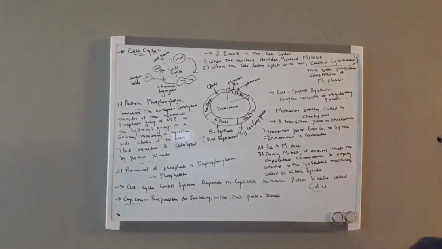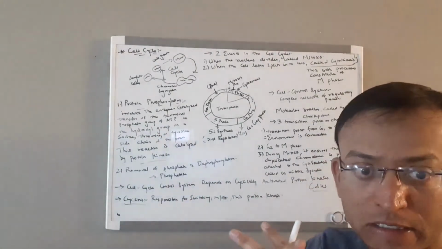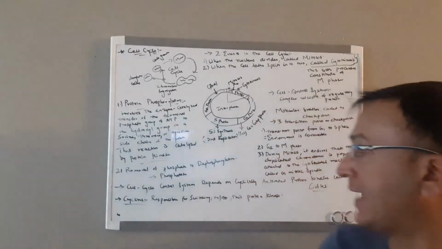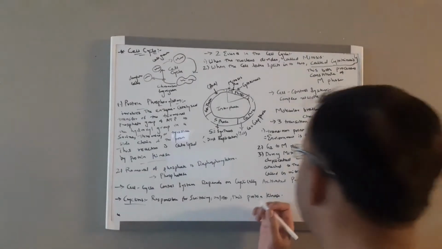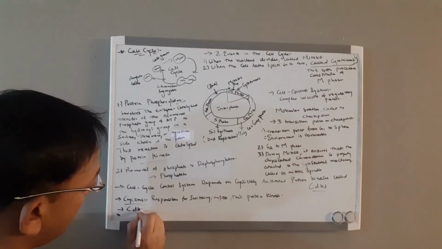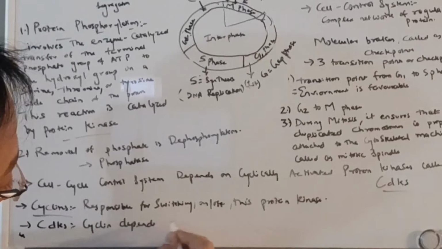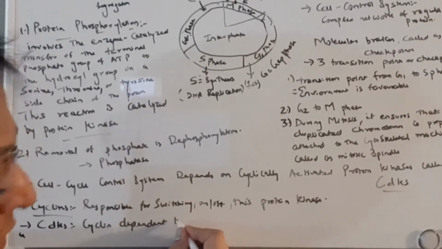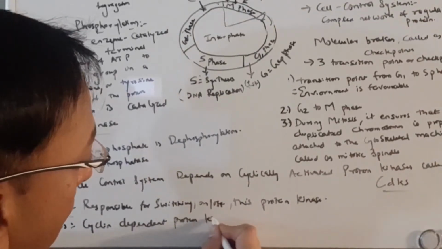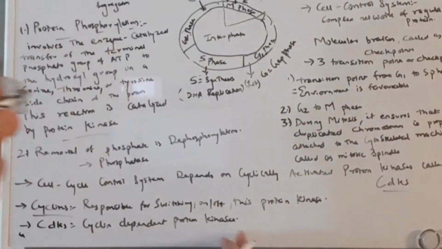That is why cyclins have no enzymatic activity themselves, but they need to bind to the cell cycle kinases before the kinases can become enzymatically active. And that's why it is called CDK. What does CDK stand for? CDK stands for cyclin dependent protein kinases. That is what it says: cyclin dependent protein kinase.